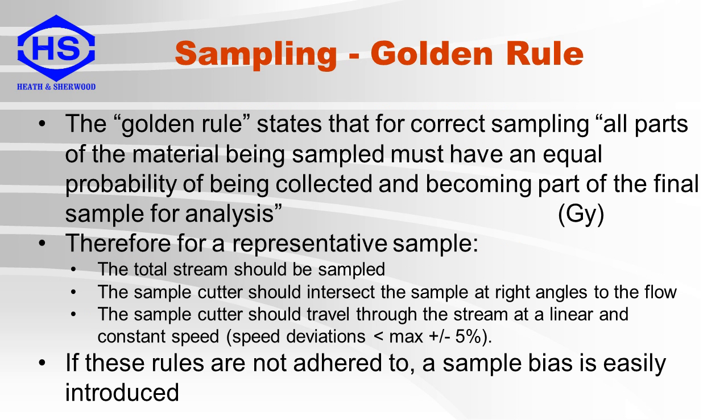In the Sampling Basics presentation, we discussed the golden rule for sampling, which states that for correct sampling, all parts of the material being sampled must have an equal probability of being collected and becoming part of the final sample for analysis. It was also mentioned that in order to take a representative sample, the total stream should be sampled, the sample cutter should intersect the sample at right angles to the flow, and the sample cutter should travel through the stream at a linear and constant speed. If these rules are not adhered to, then sample bias can easily be introduced.